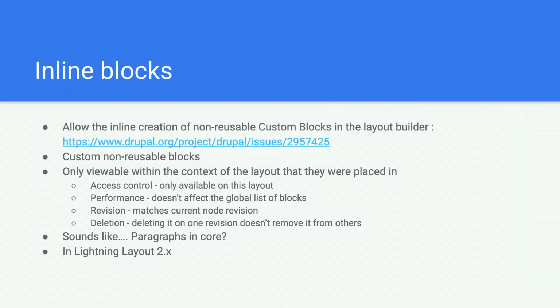So what inline blocks allow us to do is create custom, non-reusable blocks. They're just going to be unique to this piece of content. It's stored with that particular revision of the page. So now you've got revision control with those blocks without having to worry about revisions of blocks versus revisions of blocks placed in the page. It simplifies things a lot, and makes it easier for things like translations as well.